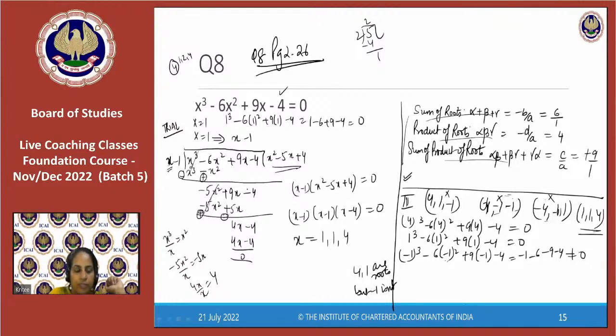So now what I do is divisor into quotient. Remainder should be 0. Now this forms a quadratic equation. This can be factorized by splitting the middle term, by using D, by whichever method you like. You solve it and you get the values. Okay.